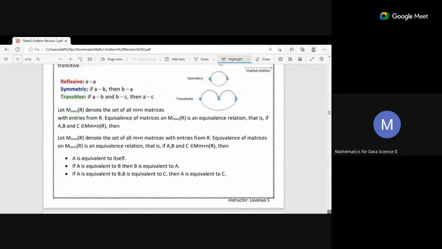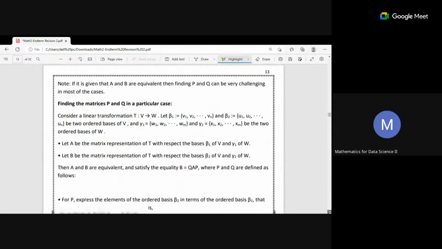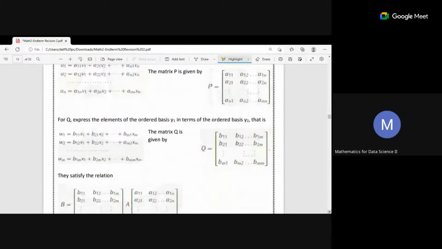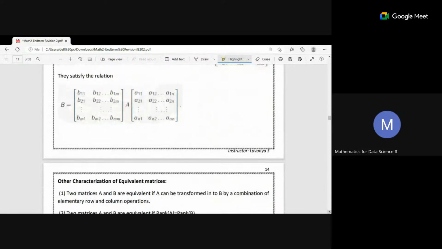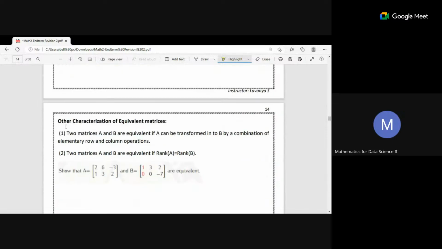So how to find this P and Q? Again, I will not go through these steps. It is already explained to you in the lecture sessions. Please go there if you want to know how it works. I'll go to the characterization straight away. Two matrices A and B are equivalent if A can be transformed into B by a combination of elementary row and column operations.